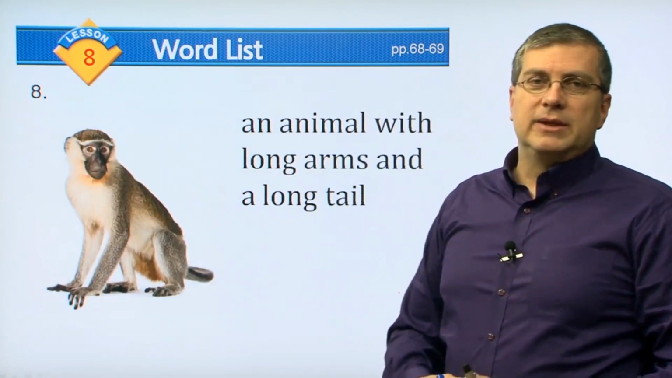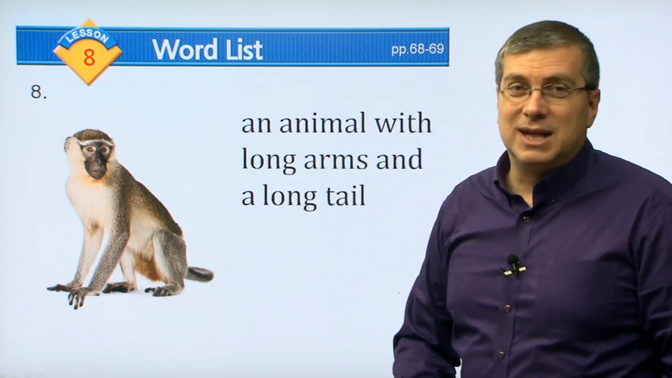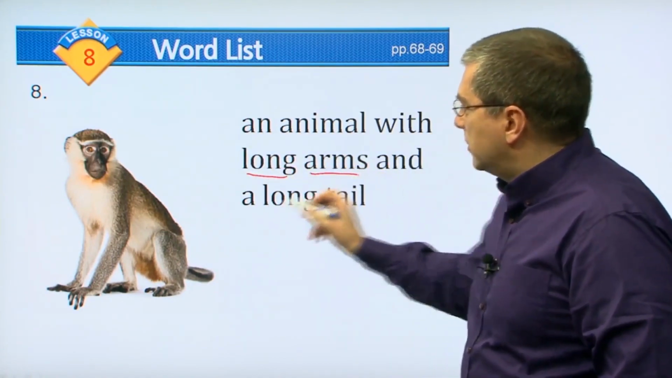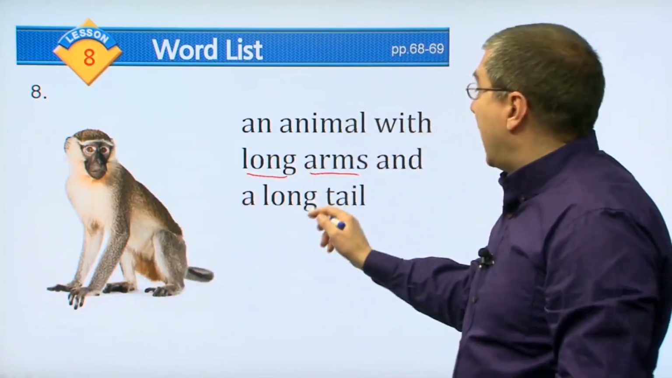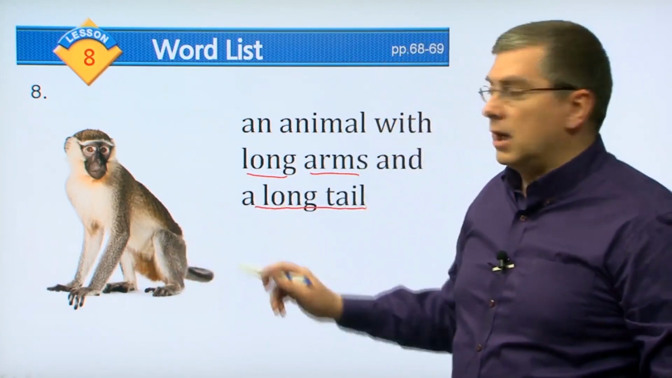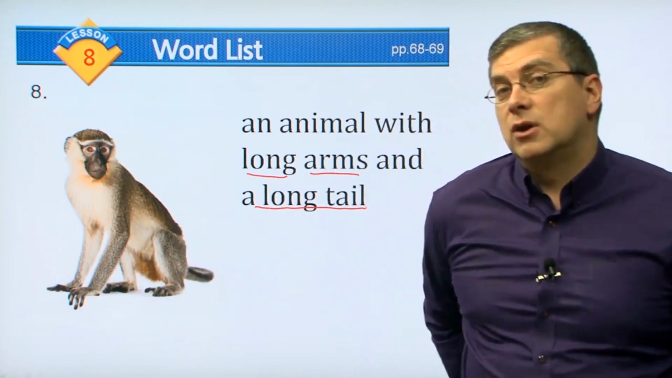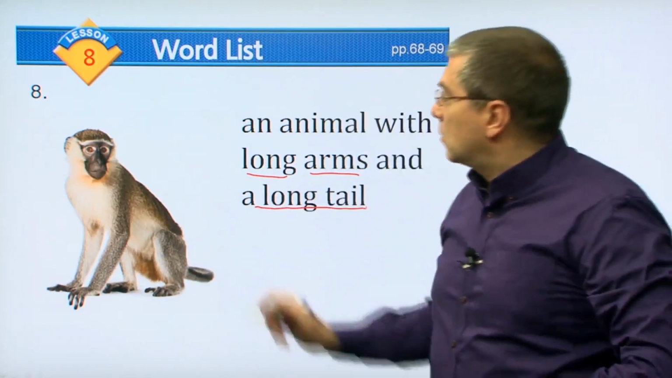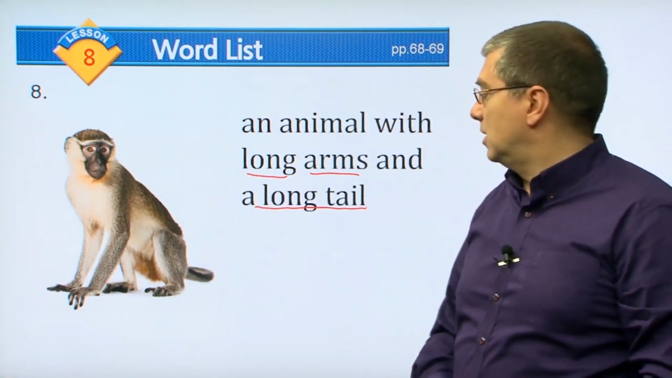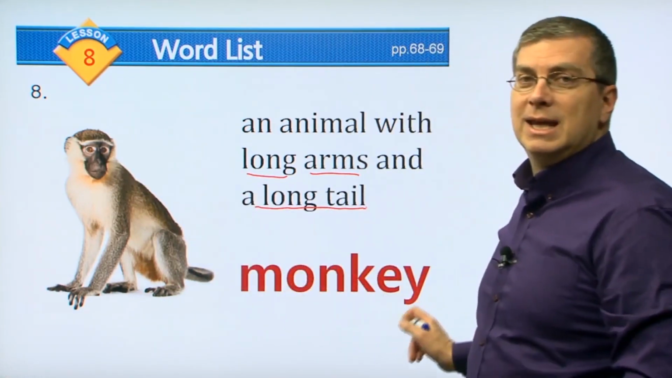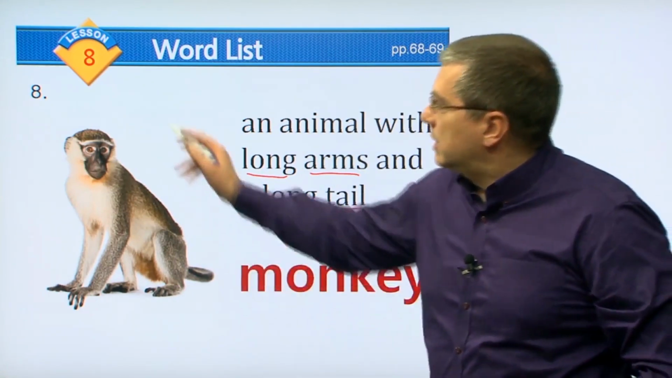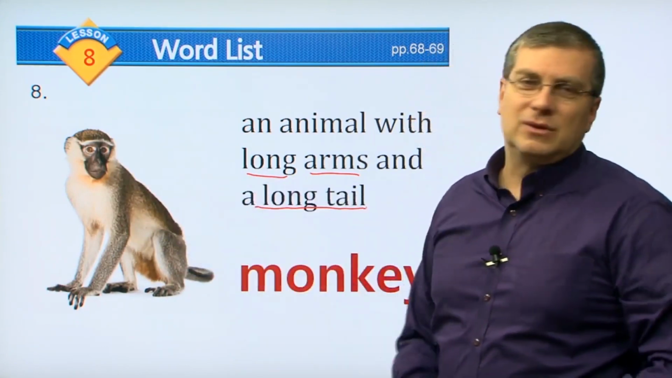What is this? We talked about this before. Do you remember what I said at the beginning of this lecture? This is an animal with long arms, right? He has long arms, right? And a long tail. Not just long arms, but also a long tail. And what type of animal is this? Do you remember what I said at the beginning of this lecture? We said monkey. So say it with me. Monkey. Monkey.